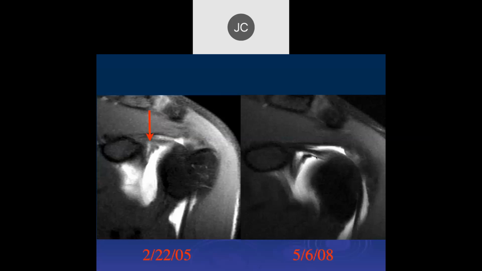So this makes it a type 4. If you see this, this is something you need to put in your report because according to Snyder and others, these are very likely to be a cause of significant symptoms and need to be surgically treated.